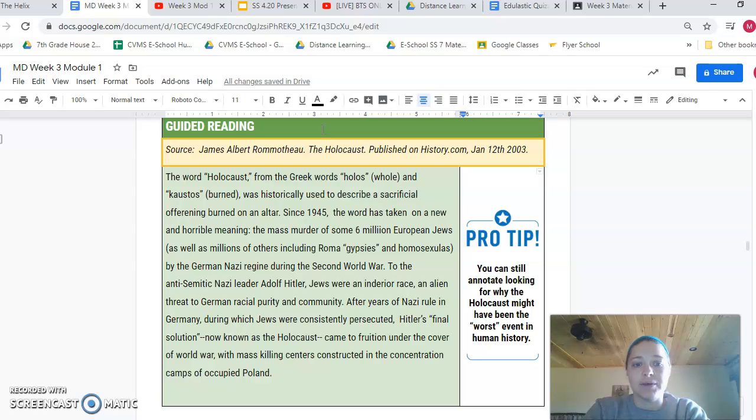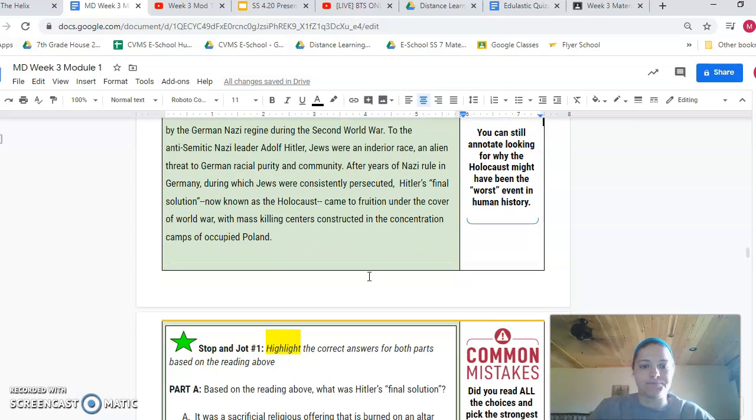Jews, as well as millions of others, including Roma, Gypsies, and homosexuals, by the German Nazi regime during the Second World War. To the anti-Semitic Nazi leader Adolf Hitler, Jews were an inferior race, an alien threat to German racial purity and community. After years of Nazi rule in Germany, during which Germans were consistently persecuted, Hitler's final solution, now known as the Holocaust, came to fruition under the cover of World War, with mass killing centers constructed in the concentration camps of occupied Poland.